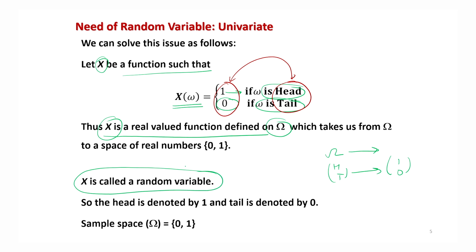Why is this called a random variable? Because when you toss a coin, unless and until the experiment is completed, you don't know whether you are going to get head or tail. So there is some randomness involved. Now head is denoted by 1 and tail by 0. So this sample space omega has now 2 points, 0 and 1, right? Earlier this omega was H and T, but now omega is transformed to a new set of values which takes value 0 and 1.